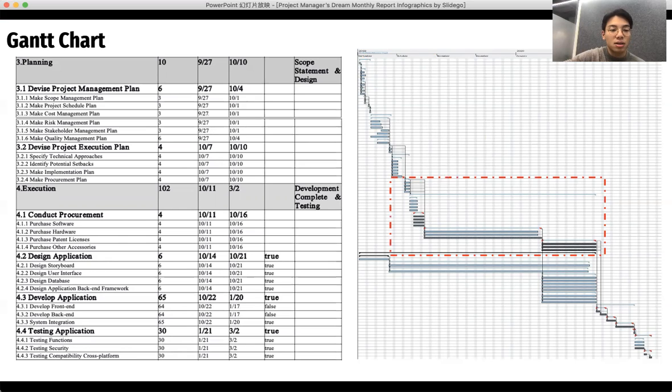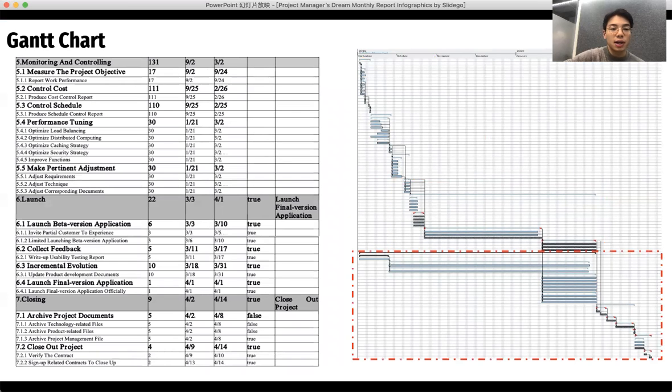The next is the project execution plan, including the technical approach, potential setbacks, the implementation plan and the procurement plan. The main part is the execution part. As you can see here, it includes conduct procurement, design application, develop application, and test application. The main execution part would last around 1 or 2 months.